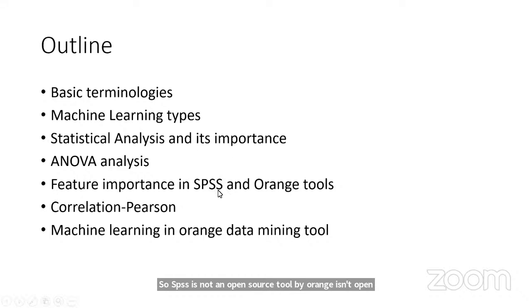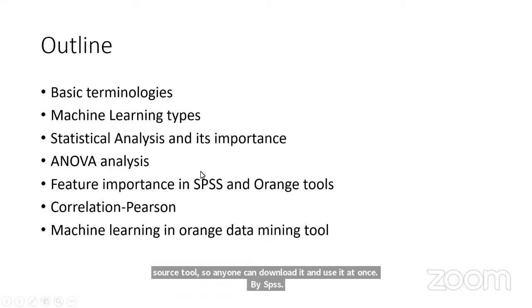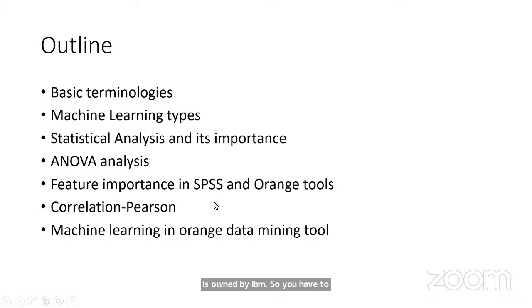While SPSS is owned by IBM. So you have to pay for it. There, I think it is about $99 per year. There is a subscription fee for it. So I will tell you the use of both the tools, how we can perform the same thing in both the tools, so that the audience who is not having the access to SPSS can use Orange data mining tool and play with the machine learning algorithms. Then I will tell you correlation by using a Pearson correlation coefficient. And finally, I will tell you how to perform a data machine learning in Orange data mining tool.